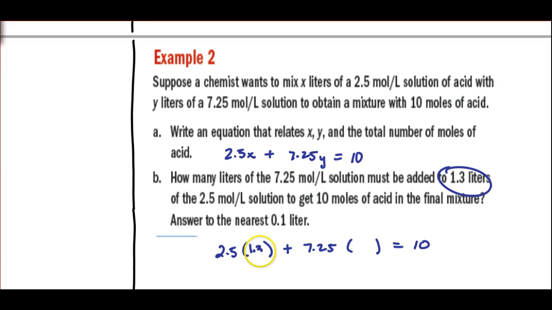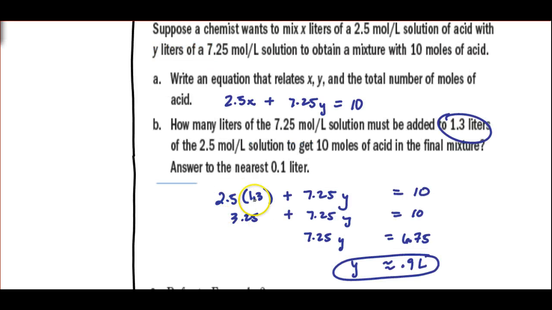We have 1.3 liters of the 2.5 solution that we know of, but we don't know how many liters of the 7.5 solution we have. So we would simply calculate now to solve for Y. Students can go ahead and calculate here by multiplying, adding the opposite, and then dividing. Students can try that now on their own, and then I'll shortly provide the answer on the video.